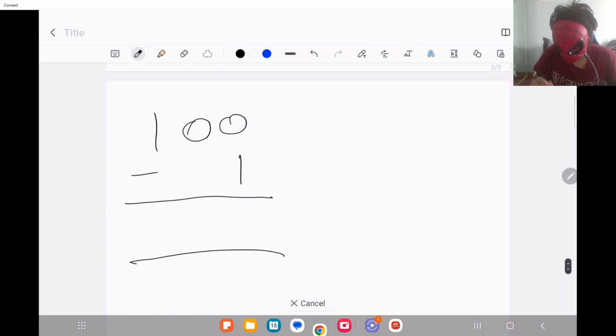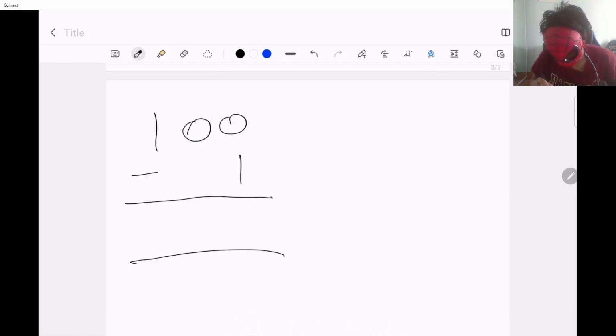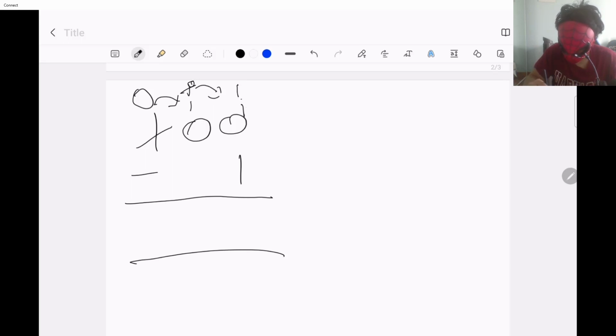So 1, 0, 0 minus 1. So 0 is smaller than 1, so we have to borrow from the next bit. But the next bit is 0. So then we have to borrow from the bit on the left of that. So this becomes 0. Over here it becomes 1, 1. Now we have to still borrow from here. So this becomes 0, and over here it becomes 1 and 1. So 1 and 1 cancel out, so you're left with 1. Still 1 over here, so 1.